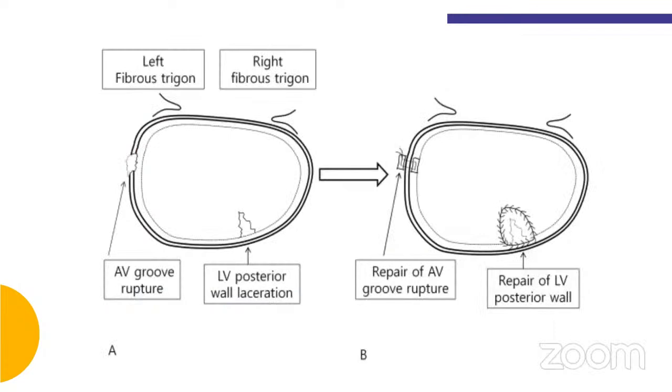I have an illustration here that was added in the article. Here we can see in picture A a small tear of the AV groove rupture and laceration of the posterior LV wall. Repair was done with a bovine pericardial patch of the AV groove rupture with a pledgeted suture, and they did another patch for the LV laceration.